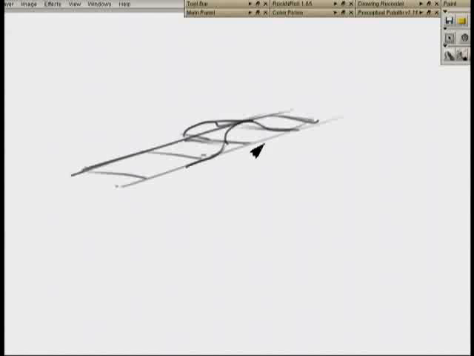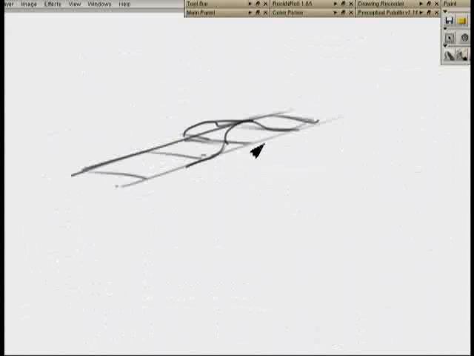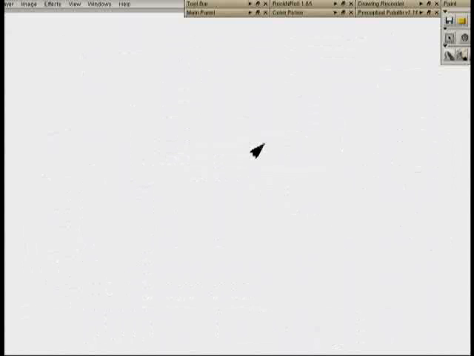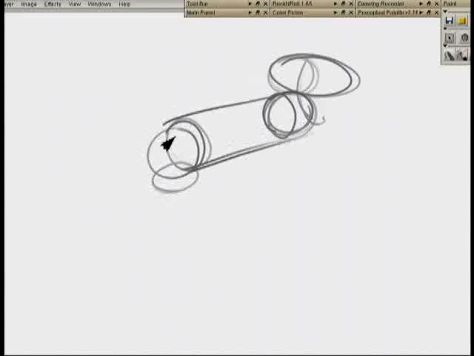Now, what else did I want to talk about? Working in all axes. Let's take this rope ladder and apply it to something like a pant leg. Before I go in and draw a pant leg, I need to deal with the geometry underneath the pant leg, that is the person who's wearing the pants. So if I have the hip joint down here, and I'll just treat that as the far hip joint, and there's a knee joint right here. Just keep everything really simple and cylindrical.